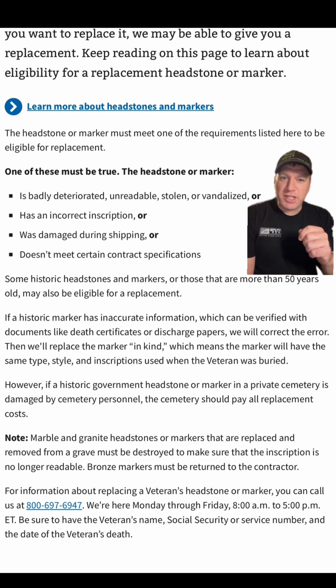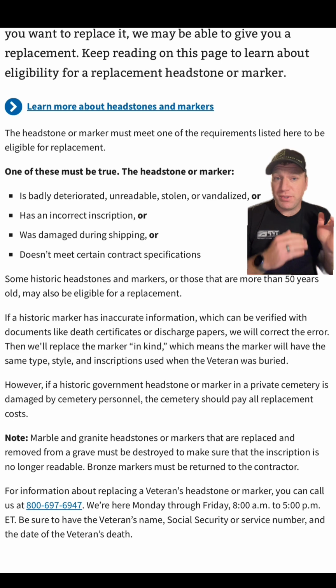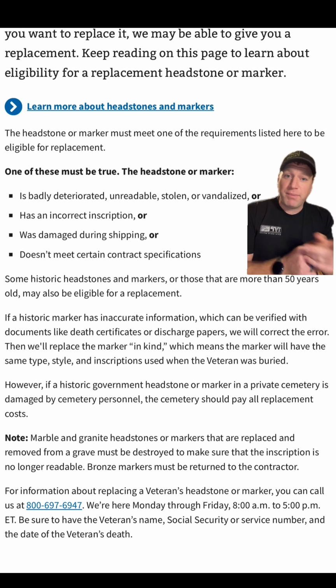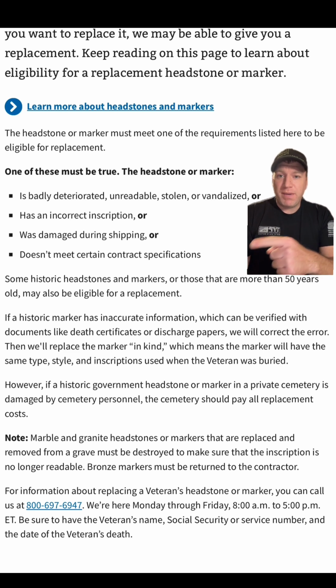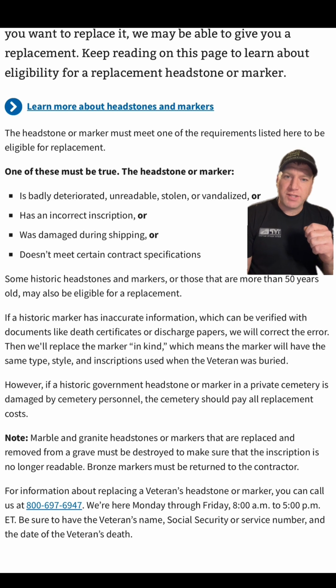Was it damaged during shipping? So that's one thing. When I got those 5 for Edenville shipped here, I opened them all up, looked at them before the truck even left to make sure that they didn't get damaged, because if they are damaged, you can refuse it, send it back. They'll make you a new one and send it to you. Or maybe it doesn't meet certain contract specifications.